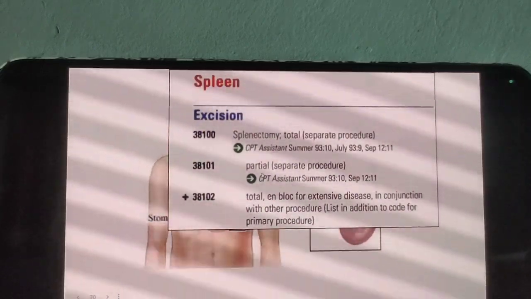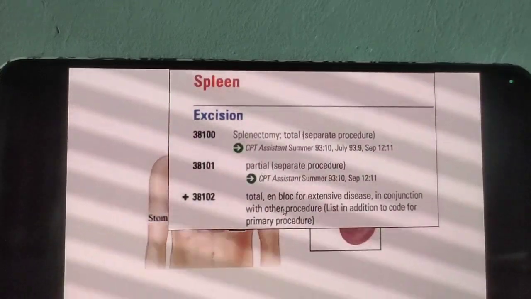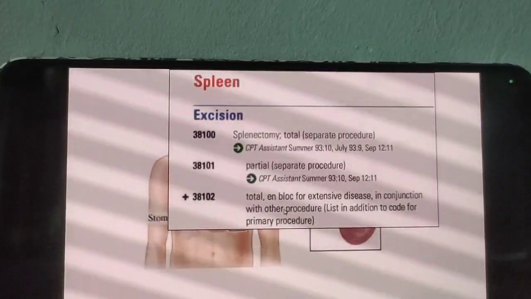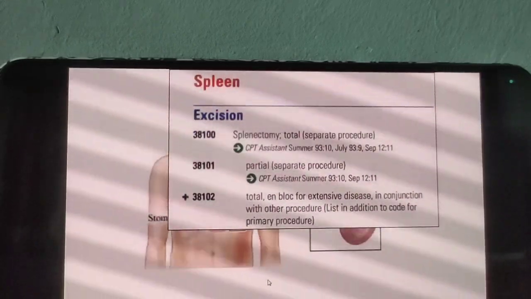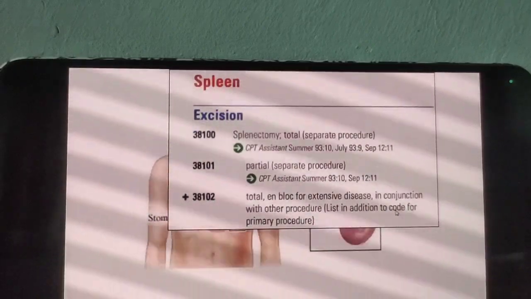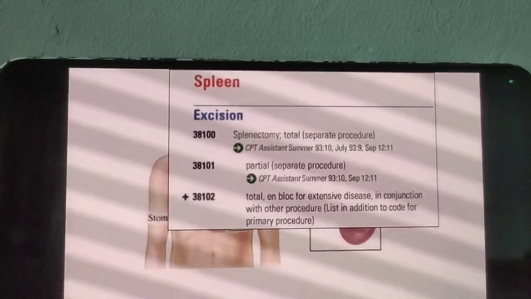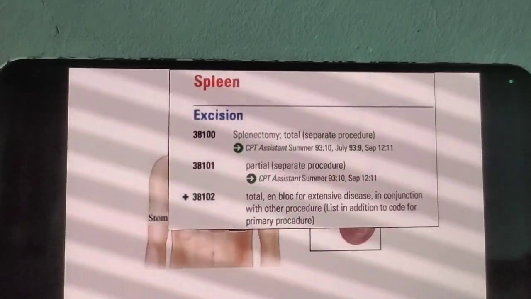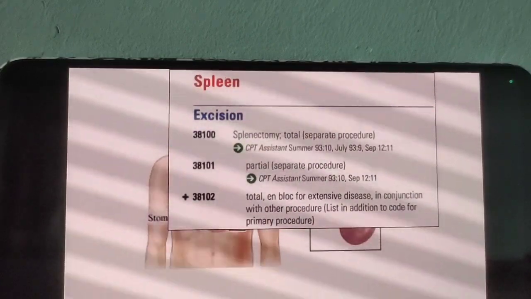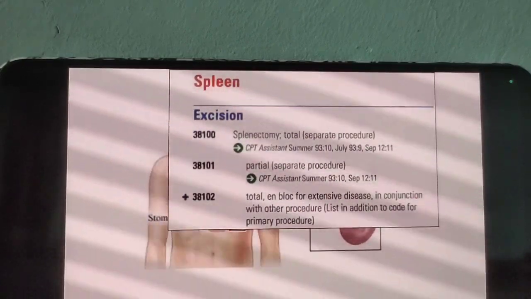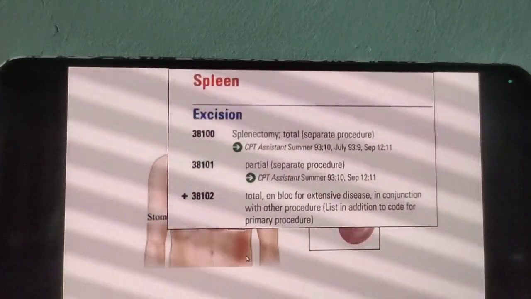Yes, super. So total removal of spleen with another major procedure. That means the doctor removes the spleen along with another major procedure. That is 102. Did you understand the meaning?